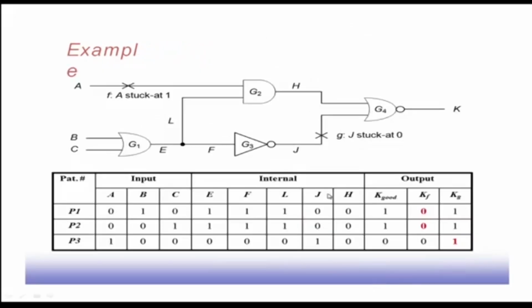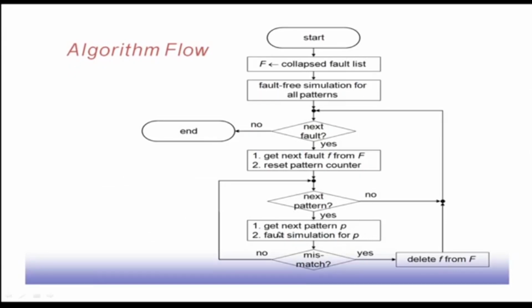We get the next pattern P and do fault simulation for P. After doing the fault simulation, we check whether there is a mismatch, in the sense that the fault free response and the faulty response under the presence of this particular fault are different for pattern P. If there is no mismatch, that means this pattern could not detect that fault, so we try with the next pattern. However, if it can detect that fault, we delete F from the set of collapsed fault list, because for this fault we have got one pattern that can detect it.